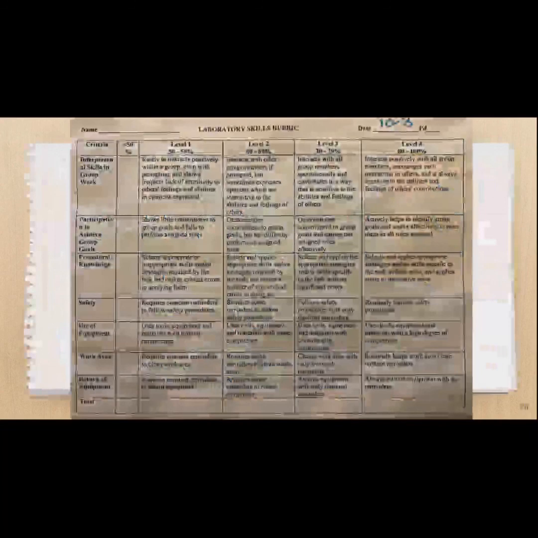So here's the rubric for doing the lab in general. You'll be graded on interpersonal skills in group work. How well do you work with others? Are you a good team member? That sort of thing. Participation to achieve group goals. Were you actually helping and working in the lab, or was someone else doing all the work? Procedural knowledge. Are you following directions and following the steps? Safety. Following all safety procedures. How you're using the equipment. How your work area looks throughout the lab and when you clean up, and return of equipment. So all of that is graded, and this is the rubric that I will be using for that.